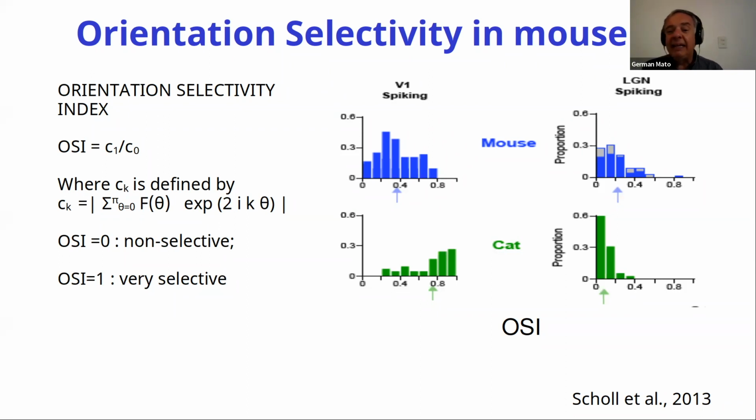In cat, the neurons in LGN are almost non-selective. The OSI is very, very small. In mouse, there is some significant selectivity. The neurons in LGN have an OSI above 0.2 on average. So, on one hand, we have a system that is more disordered, having salt and pepper, is less selective in V1, but is more selective in LGN.